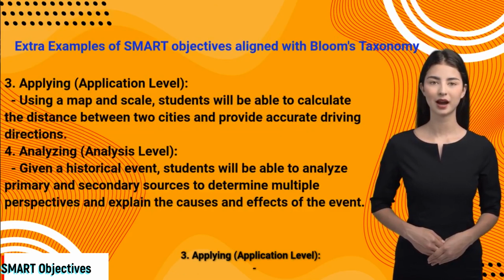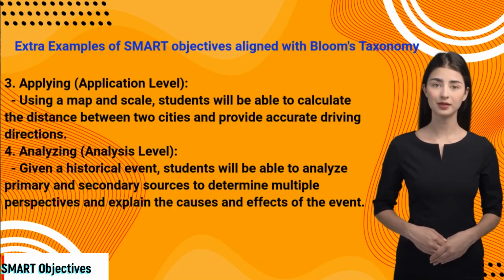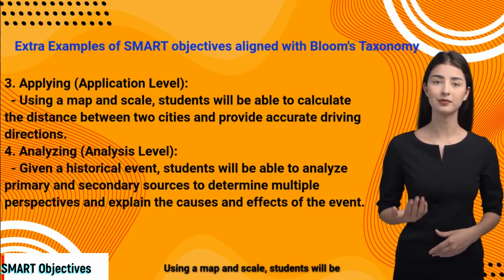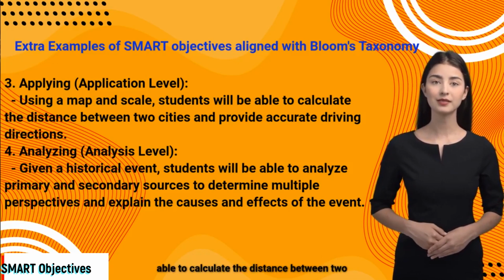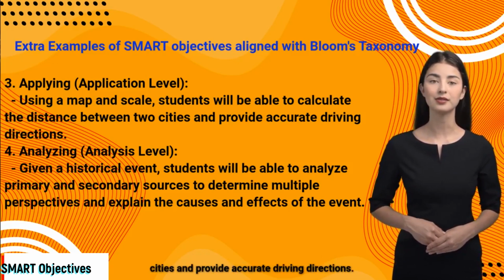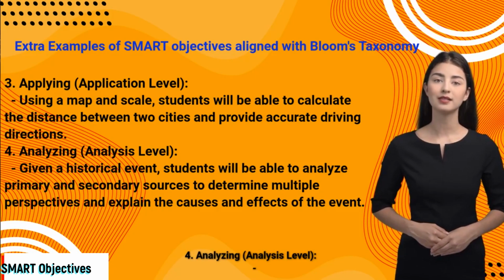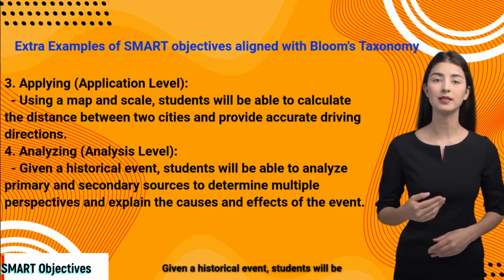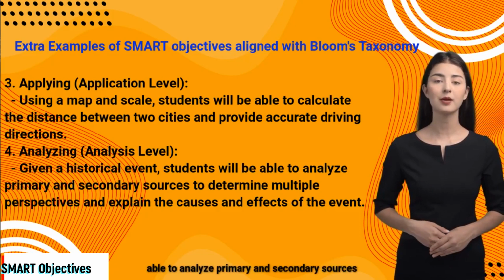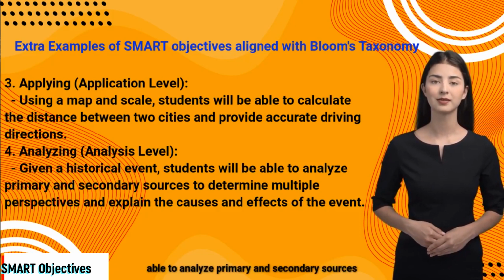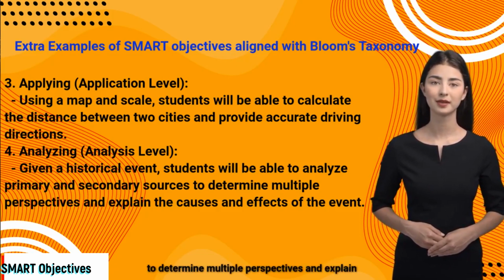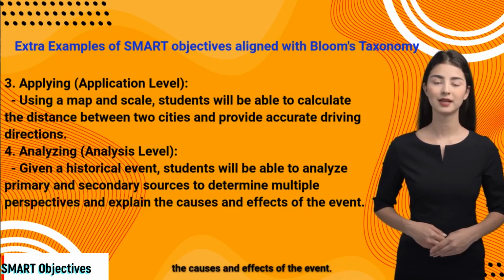3. Applying, application level. Using a map and scale, students will be able to calculate the distance between 2 cities and provide accurate driving directions. 4. Analyzing, analysis level. Given a historical event, students will be able to analyze primary and secondary sources to determine multiple perspectives and explain the causes and effects of the event.